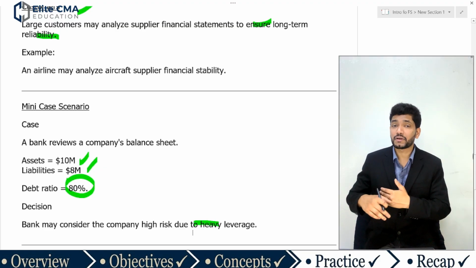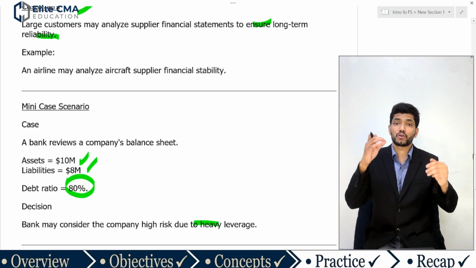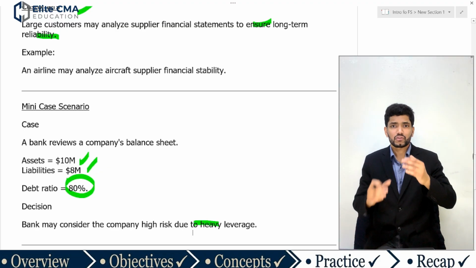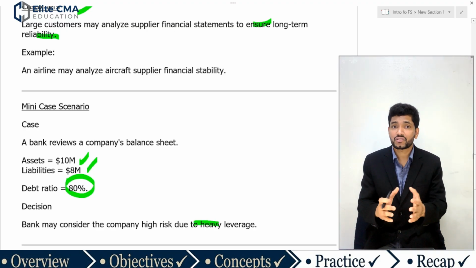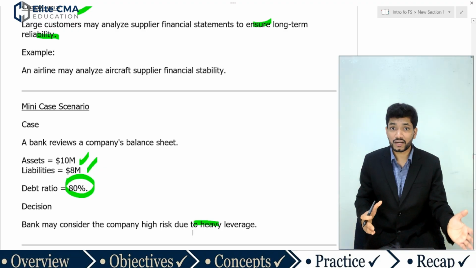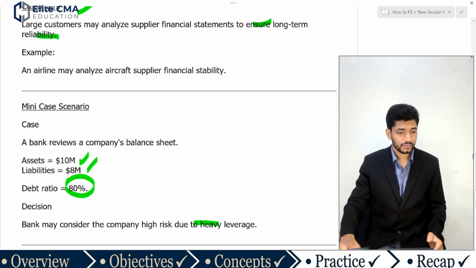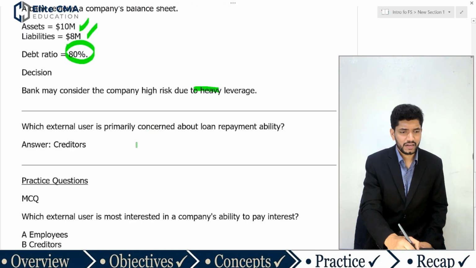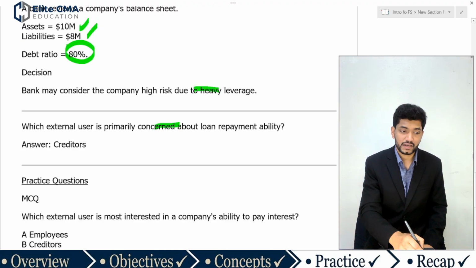So the suppliers may be interested in other areas. The investors are looking mainly into profitability. The creditors are mainly looking into liquidity and overall financial security. So each user looks differently at different aspects of the financial analysis. To do all this analysis, these external users depend on the published financial statements. Which external user is primarily concerned about loan repayment ability? The major concern is with the creditors.